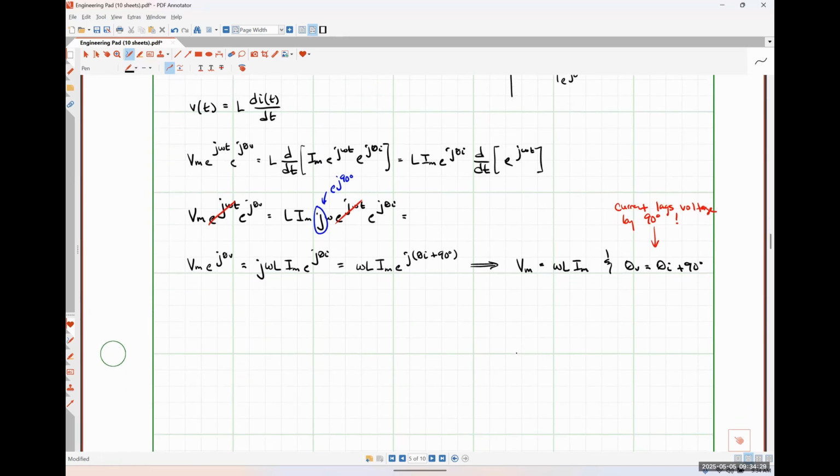So now let's put things in terms of phasors, right? So Vm e to the j theta v is the same thing as Vm angle theta v. And here I've got j omega L times Im e to the j theta I. So that's j omega L times Im angle theta I. And thus I get phasor voltage V is equal to j omega L times phasor current I.